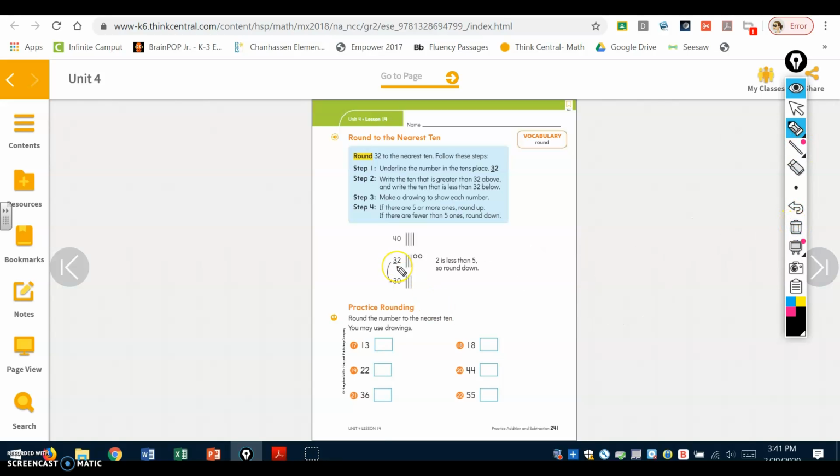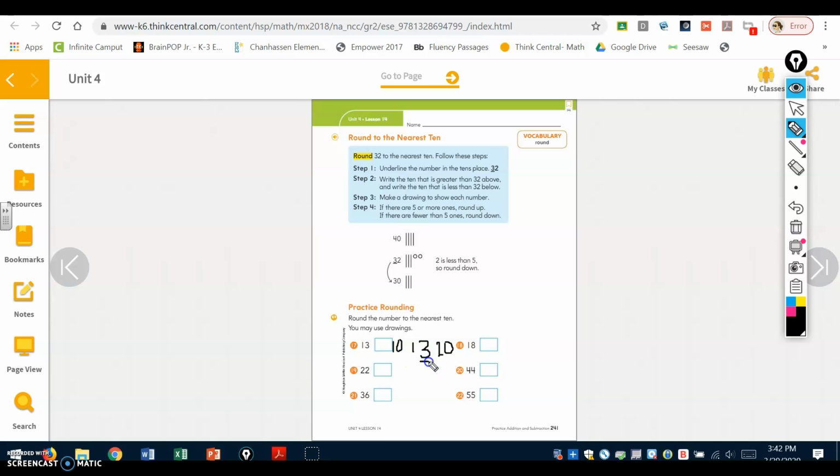Here, it had the number 32. Well, the 2 in the ones cup, its number is 0, 1, 2, 3, or 4, so I'm rounding down to 30. So let's look at the practice here. It says practice rounding. Round the number to the nearest 10. You may use drawing. So if I have 13, I'm going to write 13 here. I could round down. The next 10 lower would be 10, or the next 10 up would be 20. So I know it's either 10 or it's 20.